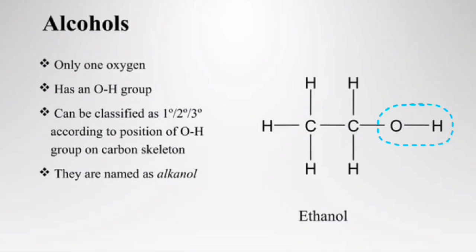You can find that there are two carbon atoms. So the root word is eth, and it is a saturated compound because there is a single bond between the carbon atoms. There are no double or triple bonds. So it clearly indicates that it is an alkane. So the name is ethane, but one of the hydrogens of the carbon atom is replaced by an OH group. So the suffix should be "ol." So instead of "e," you have to add the suffix "ol." So the name becomes ethanol.